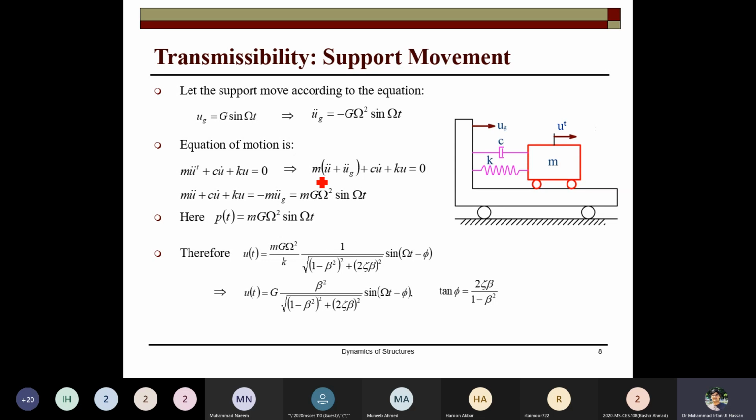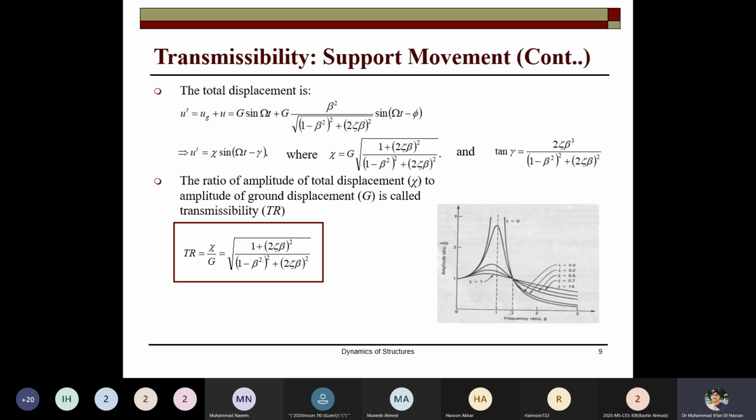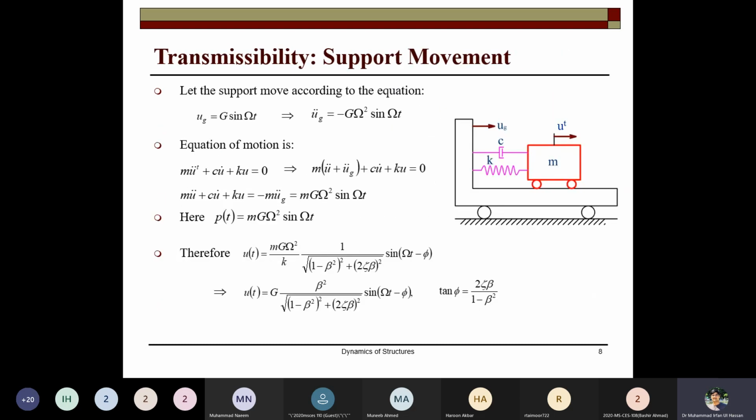The transmissibility or the support movement, and shifting to the support. Now, next point is that if there is no force applied to the system, but only the ground movement is present. सिर्फ अगर आपका ground पे movement आ जाए, this is a ground is moving. So you know that the ground का function क्या होगा? Ug is g sin omega t. This g is not the constant. This is the amplitude of the ground motion.